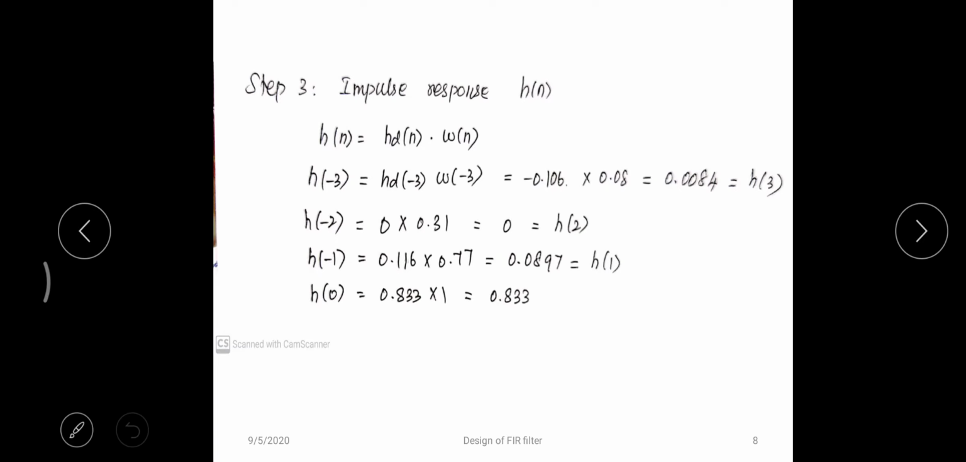Here I got H of minus 3 as well as H of 3 is equal to 0.0084, and H of minus 2, H of 2 as 0, H of minus 1, H of 1 as 0.0897, and H of 0 as 0.833.